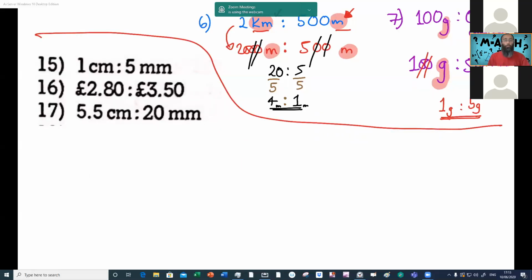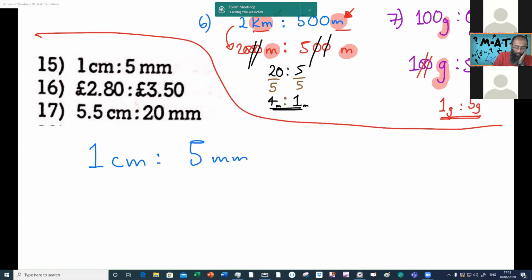Here are our next questions. Okay, who do we have? Idris, please, young man, jump in. Okay, Mr. Idris. So we have 1 centimeter and 5 millimeters. So 1 centimeter and 5 millimeters, Mr. Idris. What should we change?